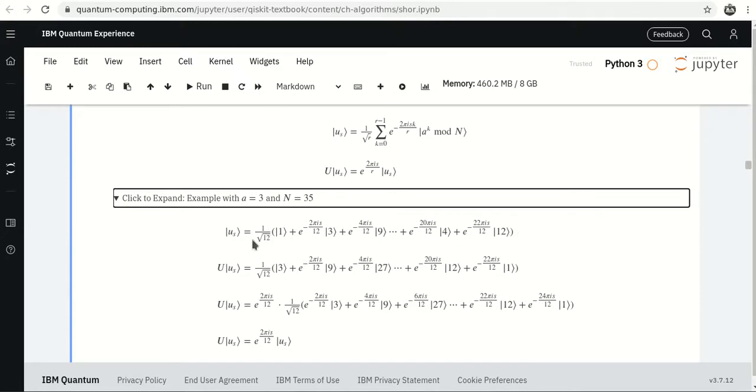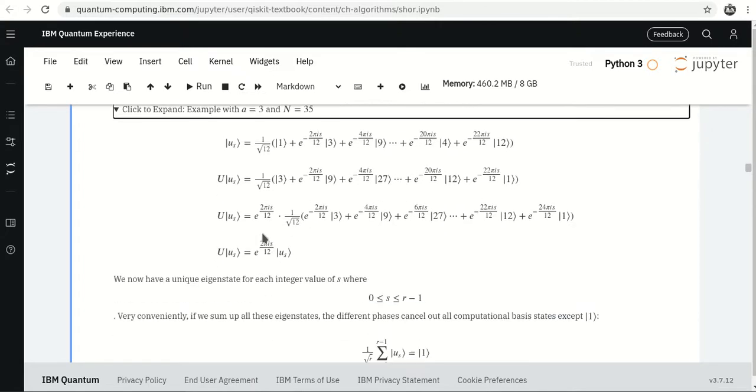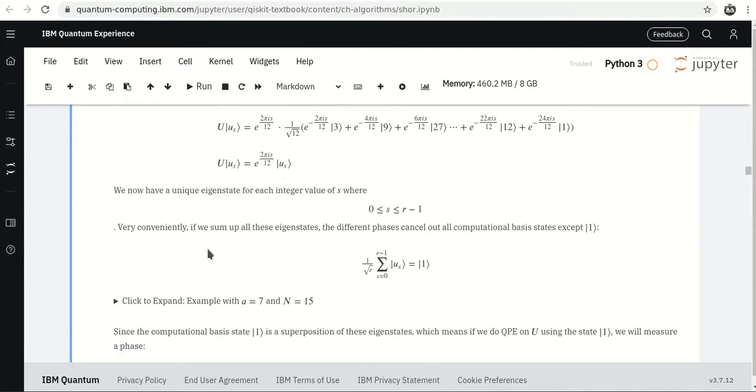Now just see u_s has the factor 1 by root 12 because r equals 12. Now we apply it again and we get this. So again we get the r in return. So this is the eigenvalue of this unitary. Now very conveniently, if we sum all these eigenstates, the different phases cancel out all computational basis states except one. So only one is left.